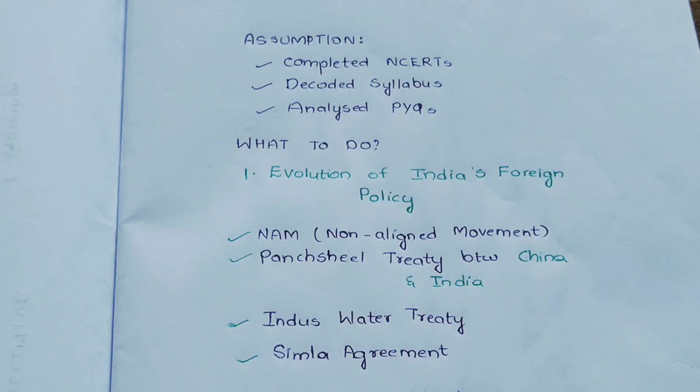After doing this, the next thing is, when you start preparing for international relations, the very first one is you have to know what is India's foreign policy, that is how India's foreign policy has evolved, what are the key facts that were responsible for the evolution of India's foreign policy, like Panchsheel Treaty, Indus Water Treaty, Shimla Agreement. So in this way there are some key points that have laid a foundation for the evolution of India's foreign policy.